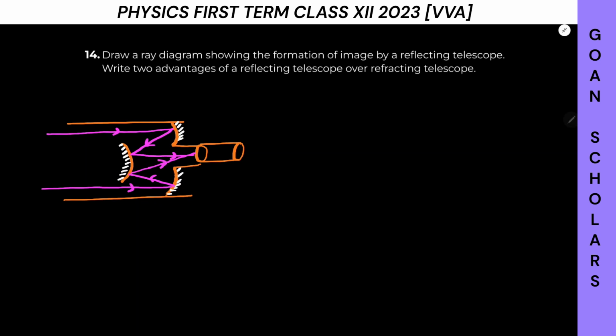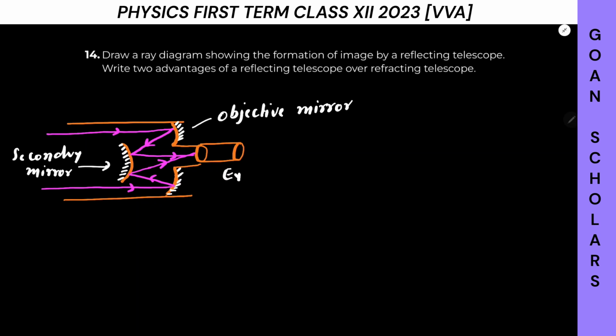Next, let's see what are the different parts. So here this is called secondary mirror. Okay, this is our objective mirror. There are two. And this is our eyepiece. Okay, so this is the ray diagram for reflecting type telescope. Next they are saying write two advantages of reflecting type over refracting type. So let me write here advantages.